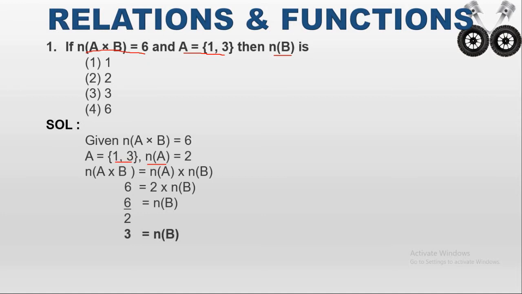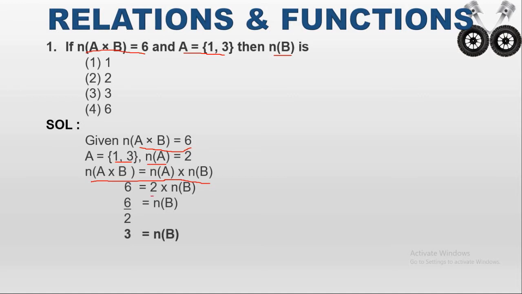Then we know the formula: n of A cross B equal to n of A into n of B. So this is the formula. Now we can substitute the values into this formula. What is n of A cross B? It is 6, so we substitute 6. And n of A we already found is 2. So 2 into, we don't know the value of n of B, so we write it as it is, n of B.